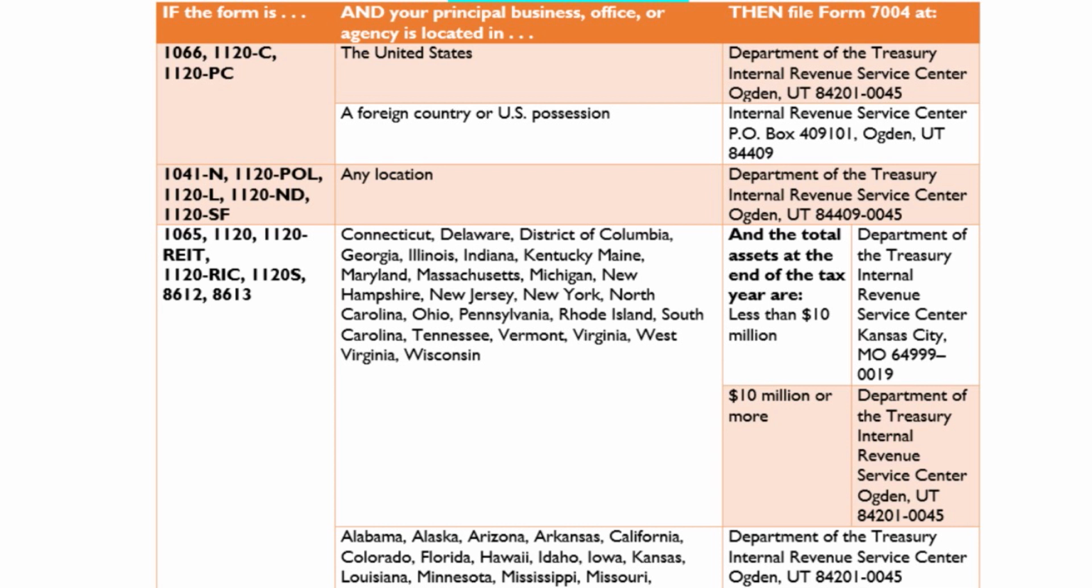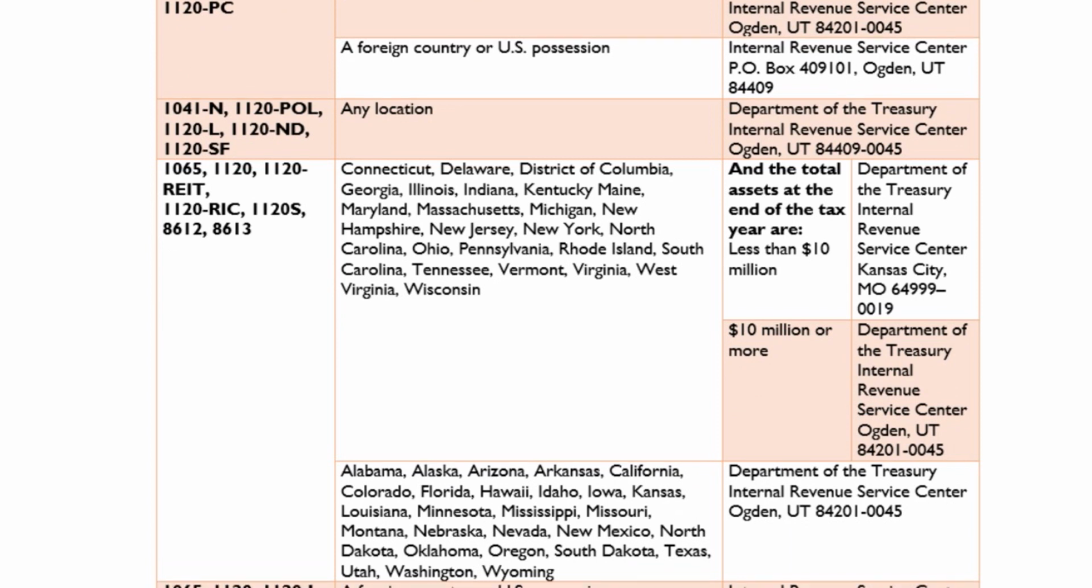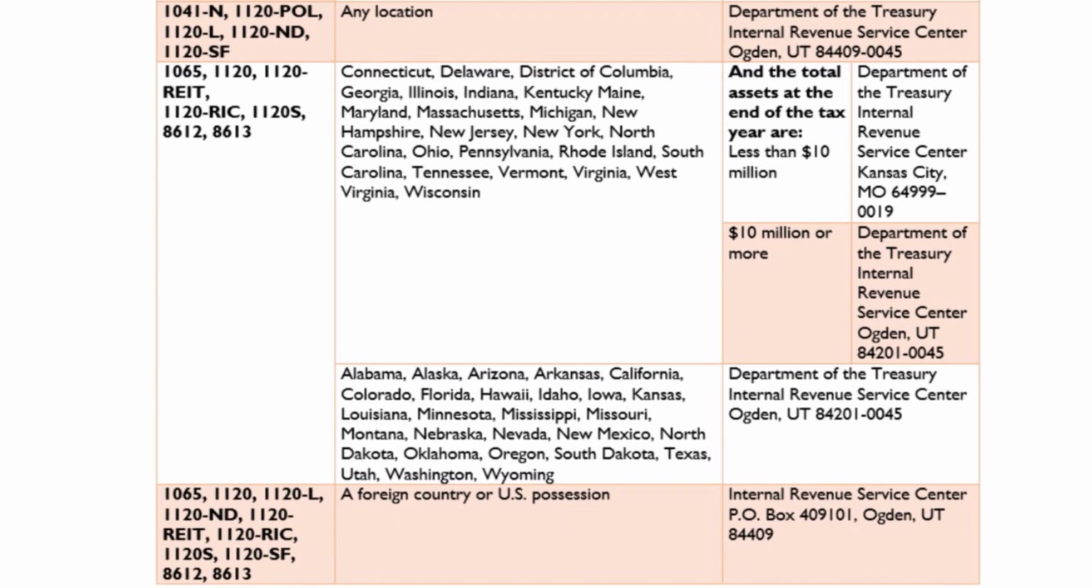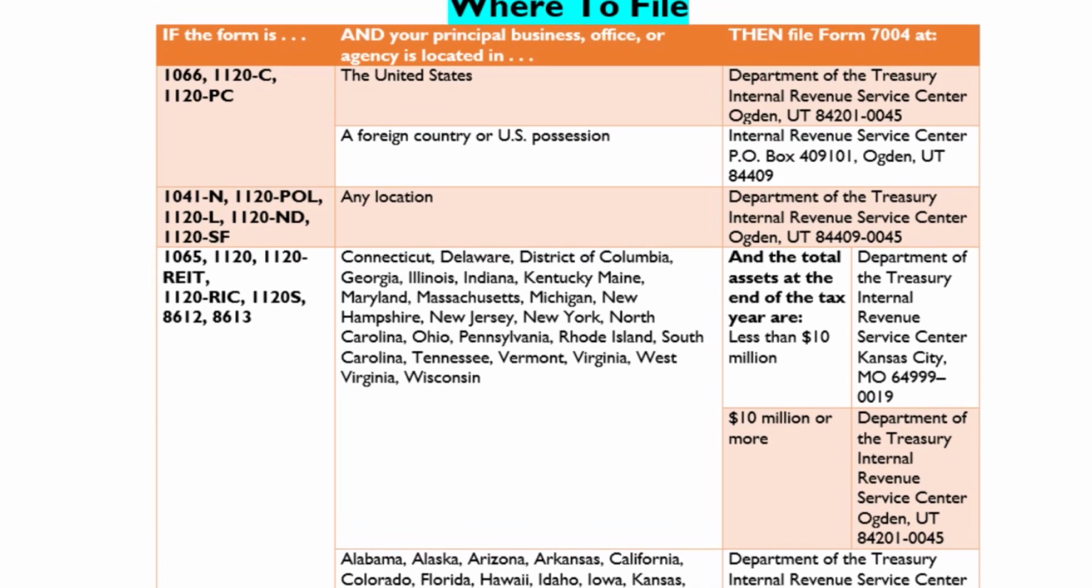So the second file, where to file, and if the form is 1066, 1120-C, 1120-PC, 1041, 1120-L, 1120-SF, 1065, 1120, 1120-REIT. Depending on the conditions that you find yourself in, I want you to take a screenshot right now. We're going to leave those two forms on the screen for a while, so you can take a screenshot and see which condition applies to your situation.